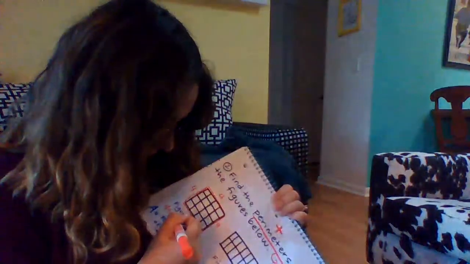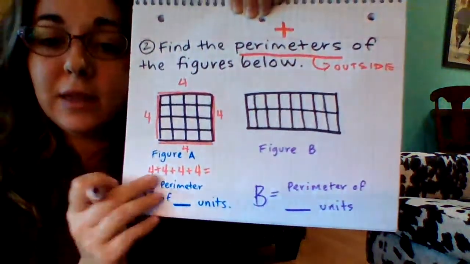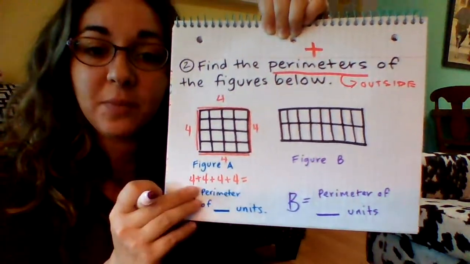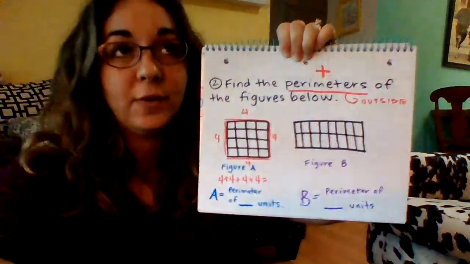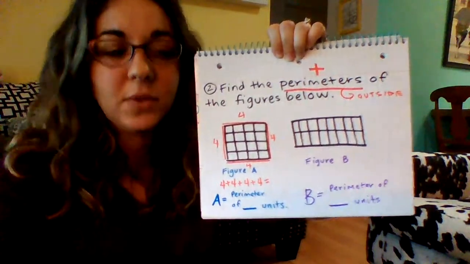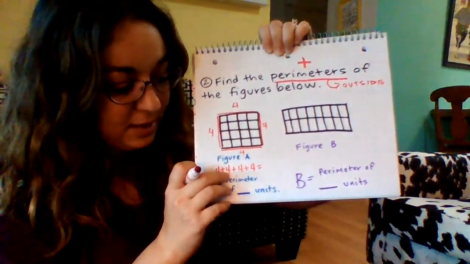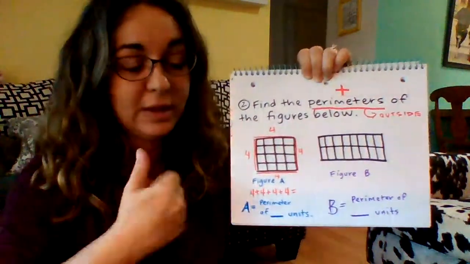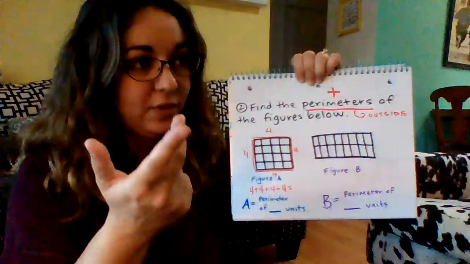4 plus 4 plus 4 plus 4. Okay, this is going to tell me the perimeter of this shape. And wouldn't you know it, it's also repeated addition, right? If you add 4 times, you're going to get 16. Just like 4 plus 4 is 8. 8 plus 4 is 9, 10, 11, 12. 12 plus 4 is 13, 14, 15, 16.